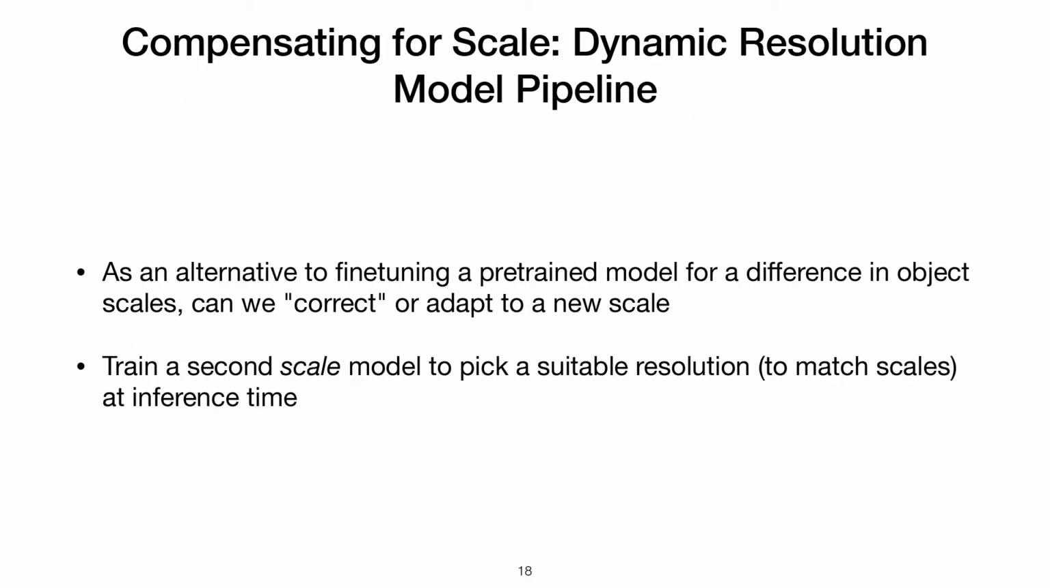Next, we describe our approach to compensate for or address scale variation at test time by using a dynamic resolution model pipeline. The dynamic resolution pipeline uses a second model that we call the scale model to pick a suitable resolution to align test time object scales with training time object scales. After the scale model chooses the resolution for inference, the downstream inference task is performed at the chosen resolution.